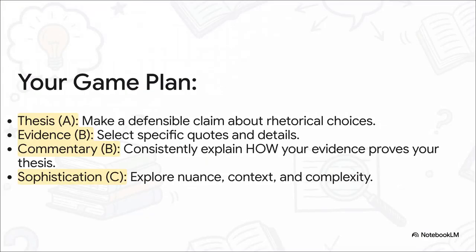Okay, here it is, your 4-step roadmap to success. 1. Thesis. Lock in that point by making a clear, defensible claim about the author's choices. 2. Evidence. Use specific quotes and details, not just summaries. 3. Commentary. This is the big one. Consistently explain how that evidence proves your thesis. And 4. Sophistication. Try to push your analysis a little deeper. Explore the nuance, the context, the complexity. That's it. That's the plan.